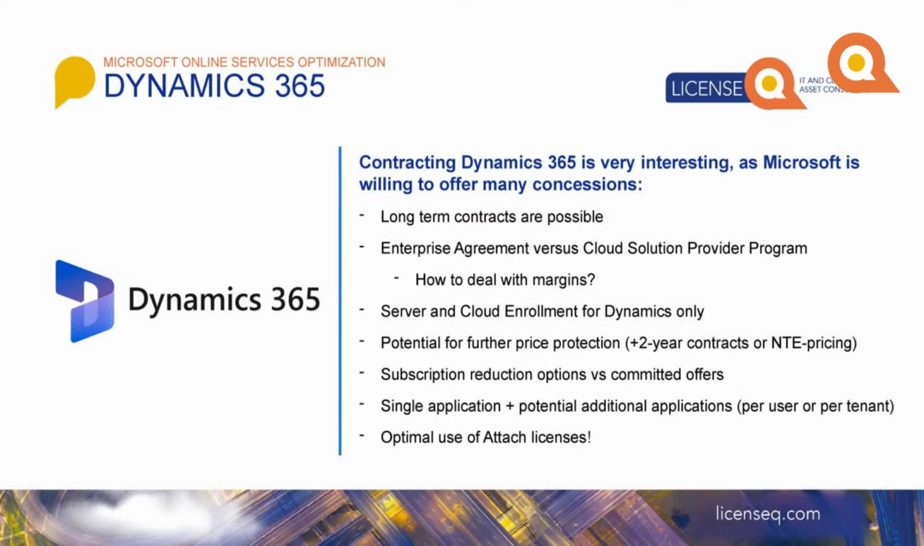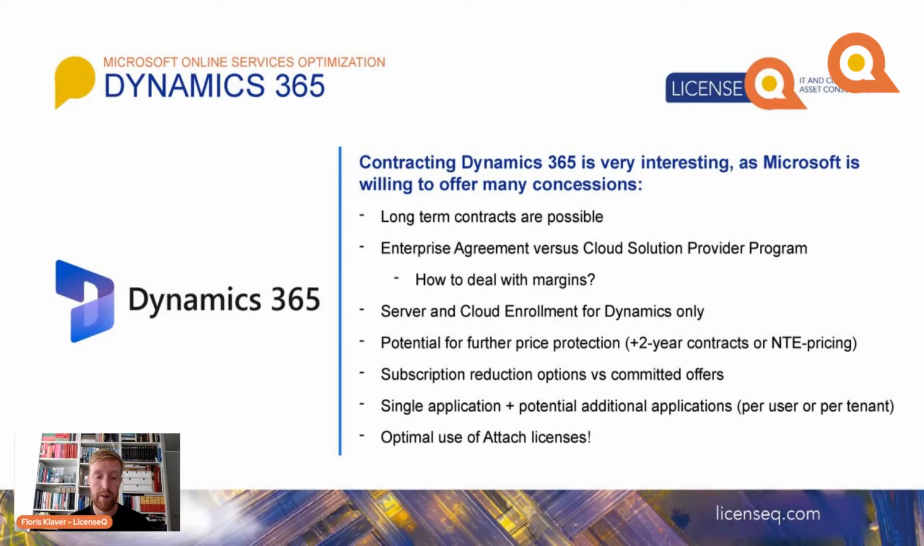Always do your due diligence between enterprise agreement and the cloud solution provider program, especially if you're a smaller customer that's a level A, maybe B customer for Microsoft. It might be that your CSP partner can offer this at a lot cheaper rate, but then always challenge them on their margins. So you can sign this outside of your enterprise agreement, so you can sign a server and cloud enrollment for Dynamics only.